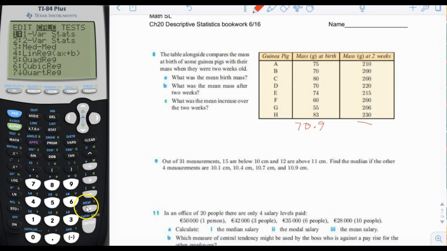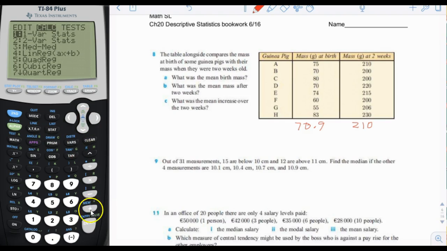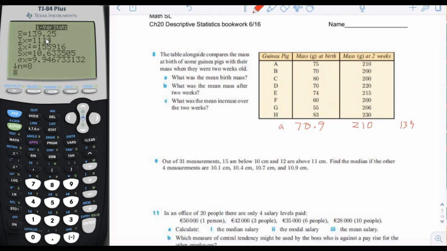Stat, calc, 1 bar stats, and then we're going to put L2. Calculate. 210.1, or just 210 is fine. 210. Okay? And then for the third column, we're going to go stat calc, 1 bar stats, and L3. And the answer is 139. Okay? So the first answer is 70.9. The second answer is 210, and the third answer is 139.